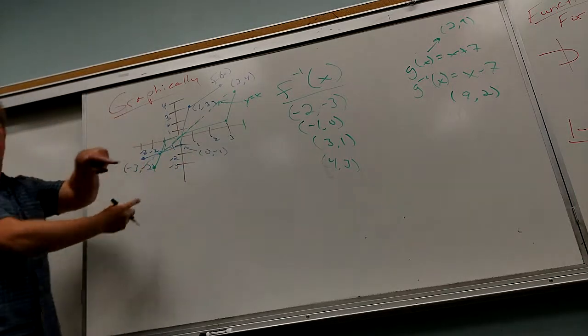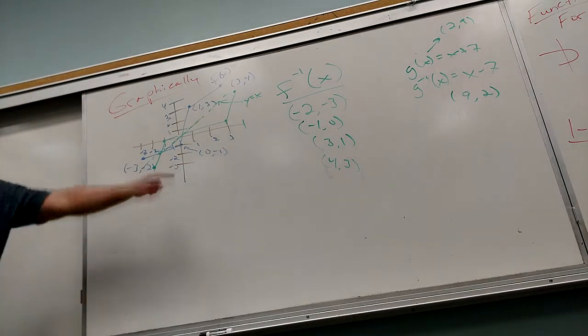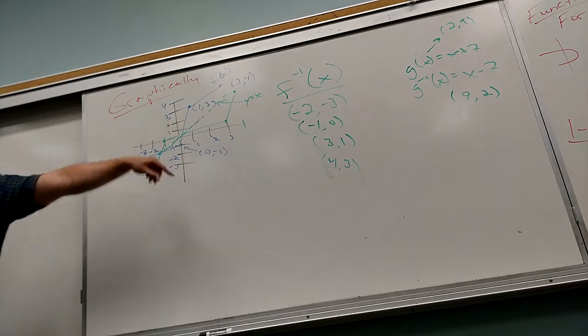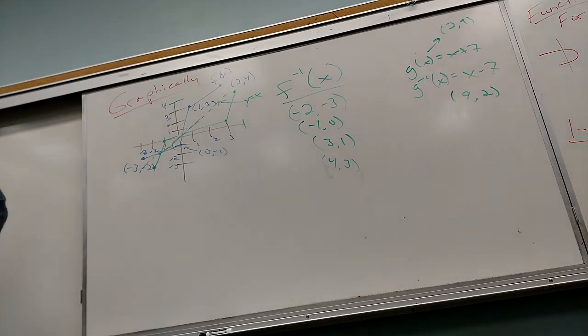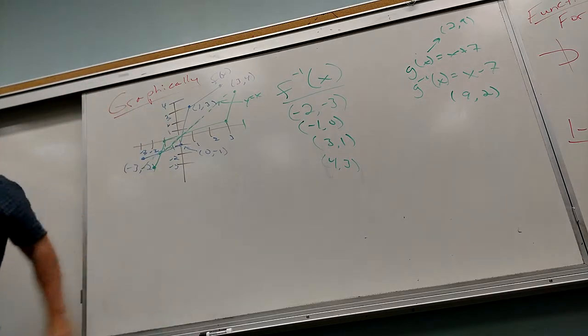It flips around the line y equals x. Think about why they make sense. What did I do to the points to make the points for the opposite? I flipped them. So what's it going to do visually? It's going to flip over the y equals x line.